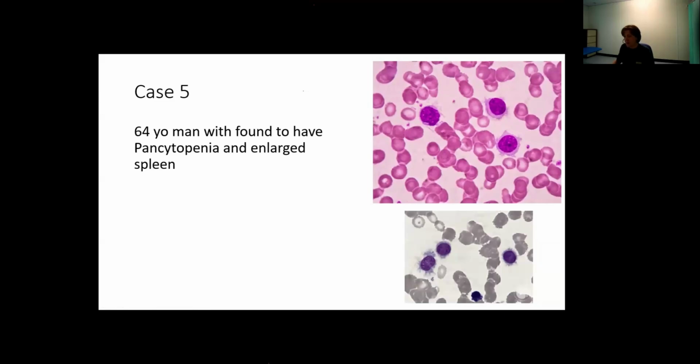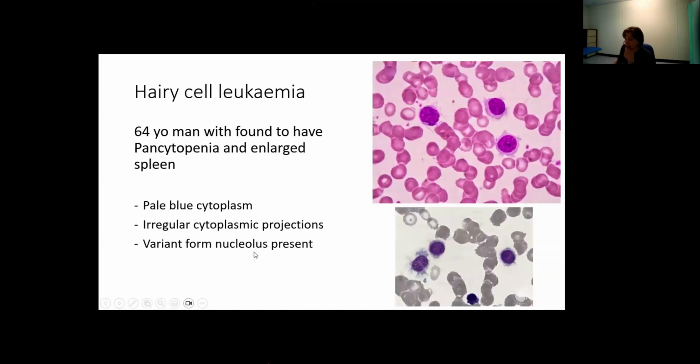This is a 64-year-old gentleman who was found to have pancytopenia and an enlarged spleen. What I want you to pick up from here is that we've got cells with a round nucleus with clumped chromatin, or bunched up chromatin, which means they are mature. But if you look at the cytoplasm, it looks a bit ragged. It's got these projections outside, and you could describe these cells as being hairy and/or having villous projections, and indeed this is consistent with hairy cell leukemia, and these cells are lymphocytes.